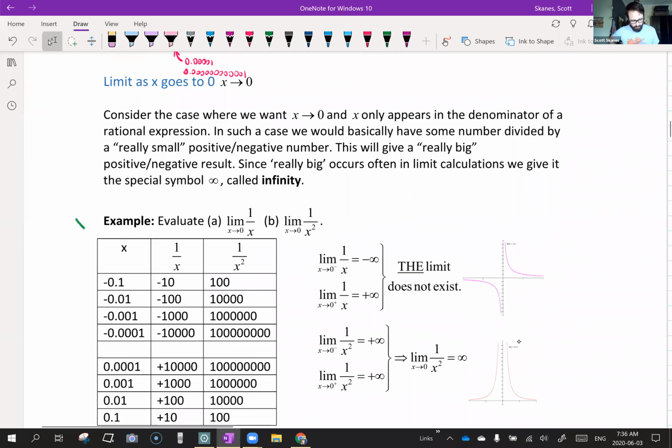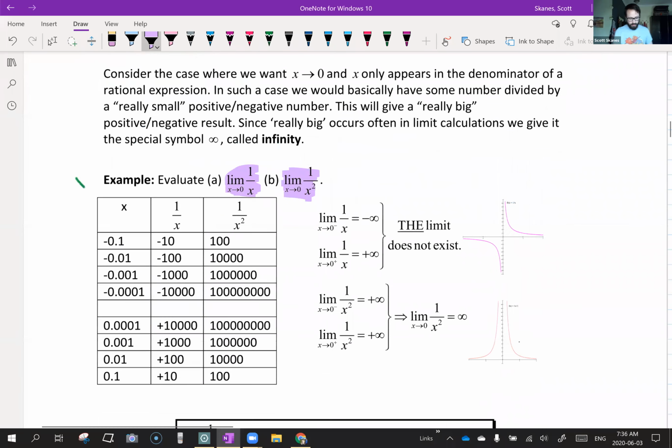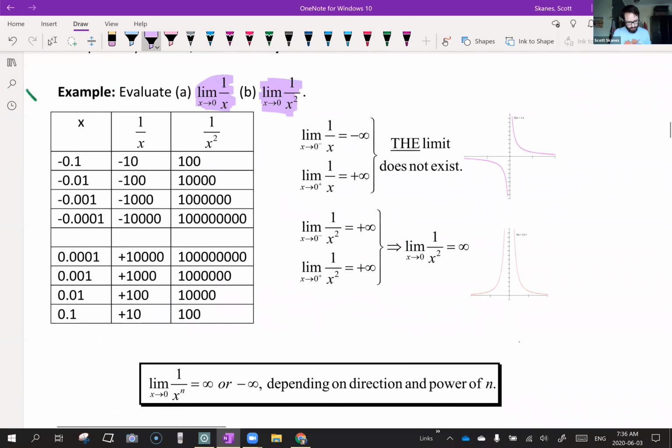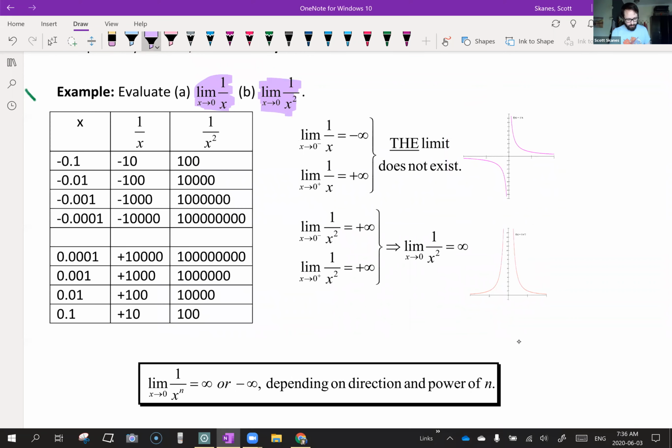This area of the notes is called limit as x goes to 0. So what happens as we get closer and closer to 0 for things like these functions? 1 over x, 1 over x squared. Well, I don't actually need to use Desmos for this. I can just look at this graph. This is the graph of 1 over x. As x comes towards 0 from the right side, I'll just zoom right in.